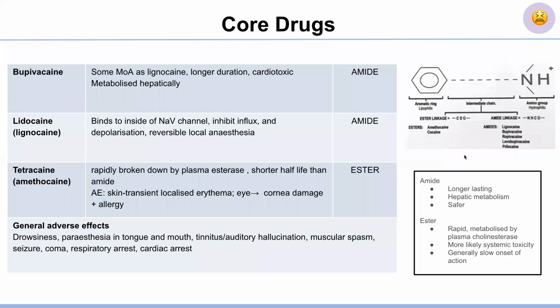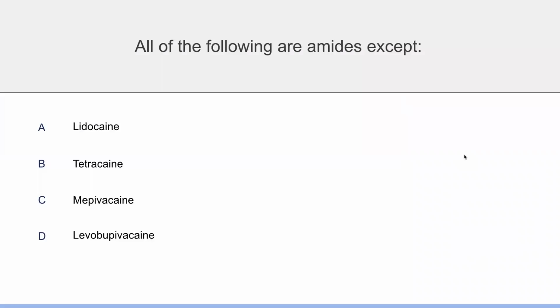Again, some core drugs to know. Bupivacaine and lidocaine are both amides, binding to the inside of sodium channels, inhibiting influx of sodium and depolarization. Bupivacaine has a longer duration than lidocaine. Tetracaine is an ester. Esters are rapidly metabolized, more likely to cause toxicity, and generally have a slower onset of action. On the other hand, amides, like the first two I mentioned, are generally more preferred because they're safer and longer lasting. Question time.